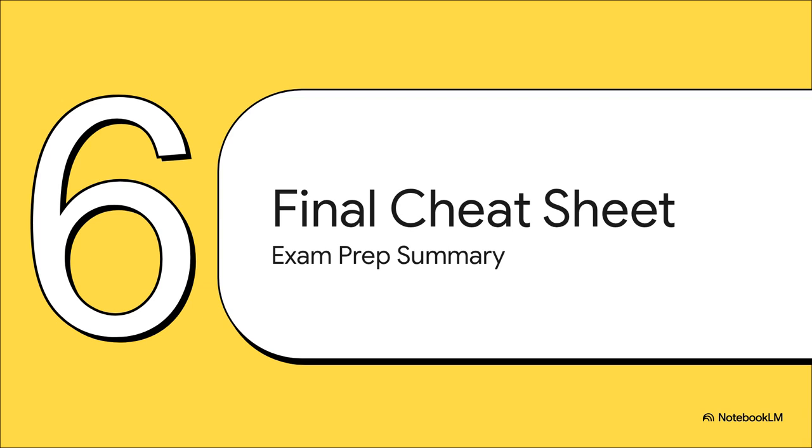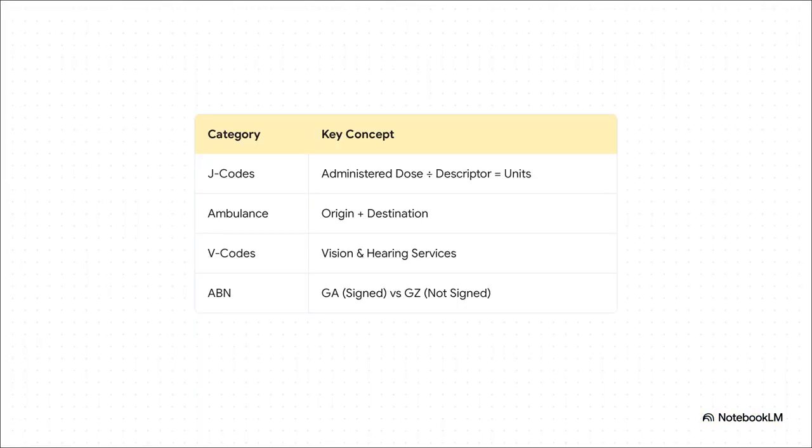Wrapping up with number 6, the final cheat sheet and exam prep summary. So, the crucial point is, you're going to want to take a screenshot of this summary right now. It consolidates your essential J-code math formula, the ambulance origin and destination logic, your exact V-code ranges, and those vital ABN liability mnemonics. Keep this cheat sheet handy. It is pure gold for your final exam prep.